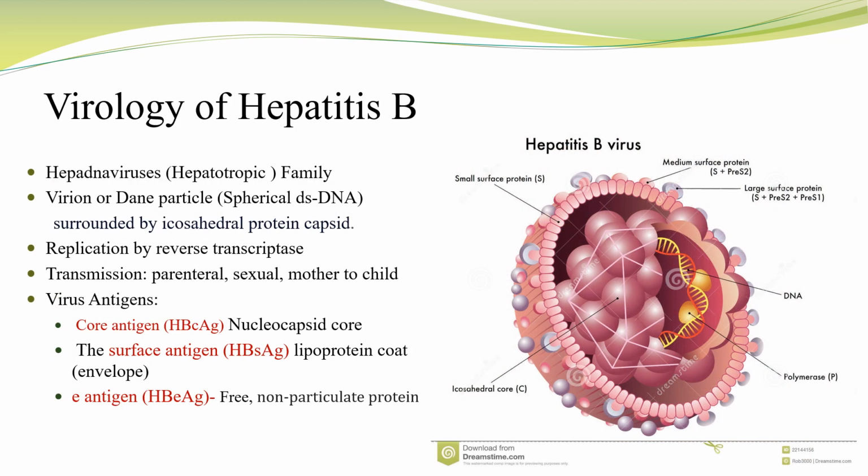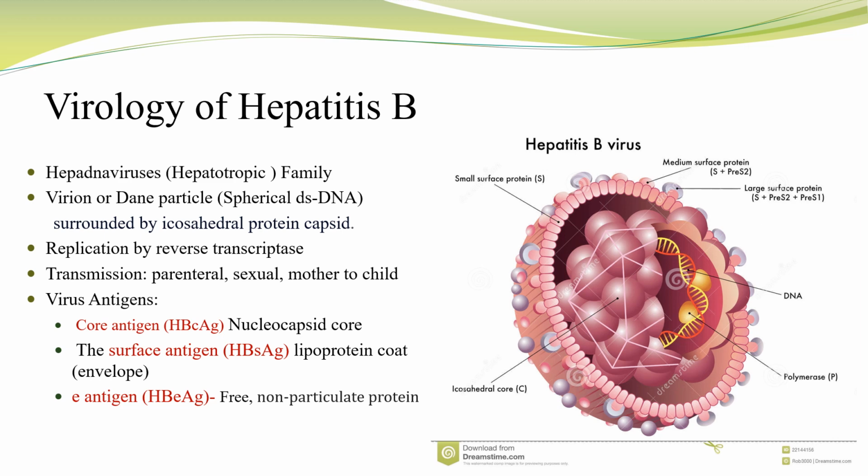Hepatitis B virus belongs to the hepadnavirus family, a very unordinary particle of virus surrounded by an icosahedral protein capsid. The virus can be replicated by reverse transcriptase. As we know, hepatitis B can be transmitted by parenteral, sexual, and also mother-to-child or vertical transmission.